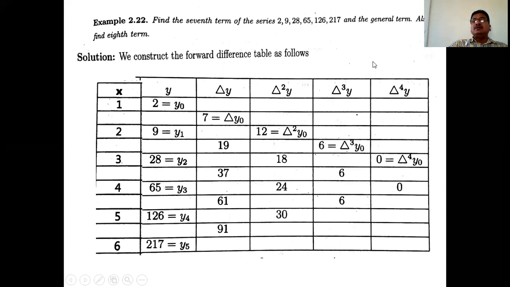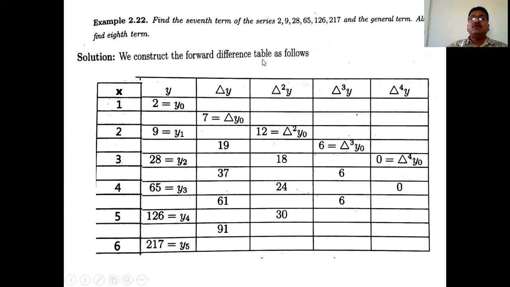So what is given? If we write this data in the form of a table, then what is the table? The first row is the values of x, and the second row is the values of y. In the first row, the values of x are 1, 2, 3, 4, 5, 6, and the corresponding values of y or f(x) are 2, 9, 28, 65, 126, and 217. And then we have to find the value at 7, which means the problem is of interpolation.